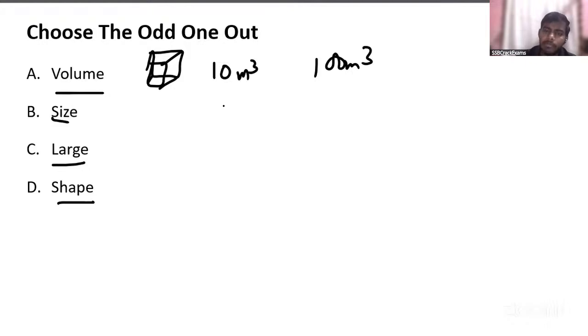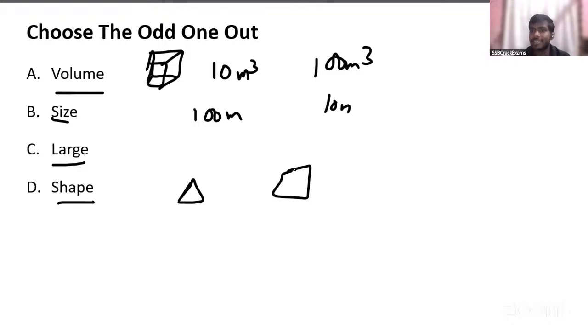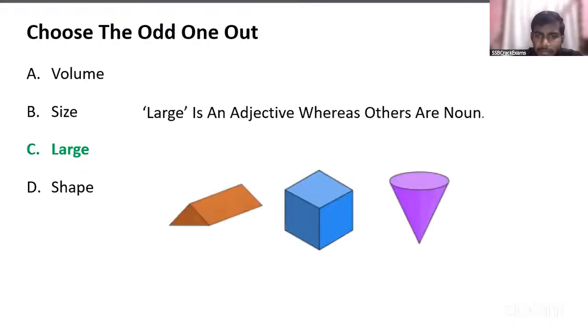With size, I'm saying this is mm size, this is 100 meter, this is 10 meter. Again, I can compare. Okay, this is a rectangle, this is a square. These are shapes. Again, I can compare something. But what does large mean? Is there any connection of large? No, I don't think so. Large is an adjective.